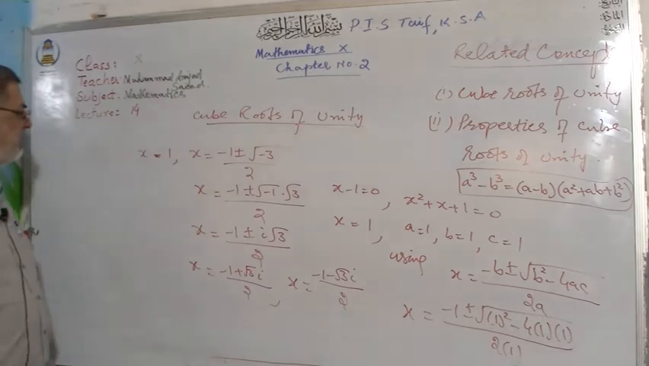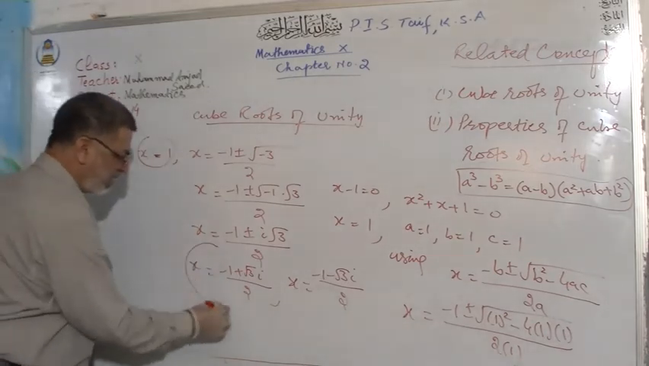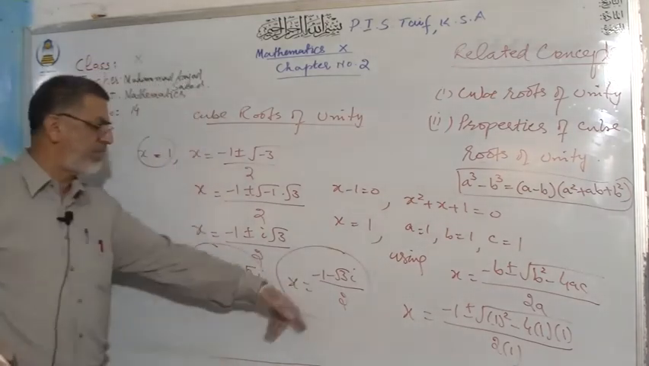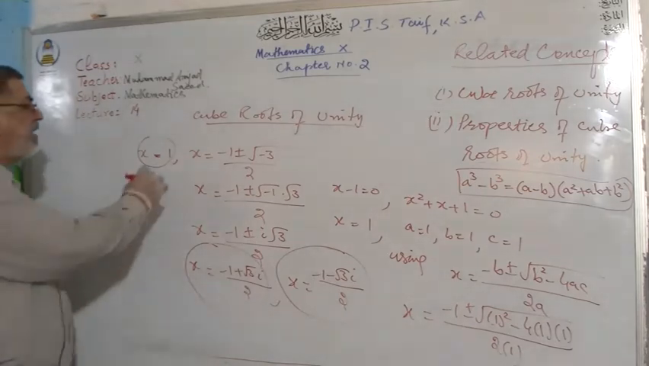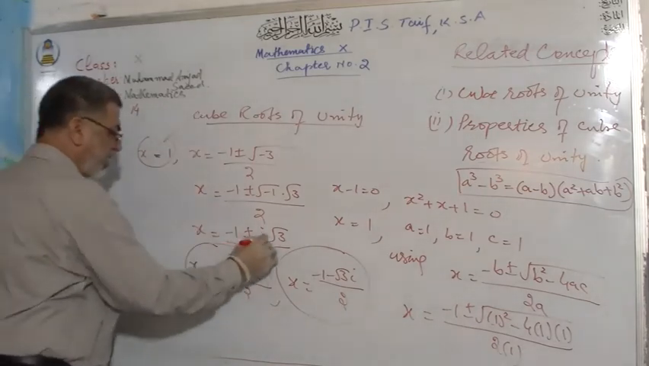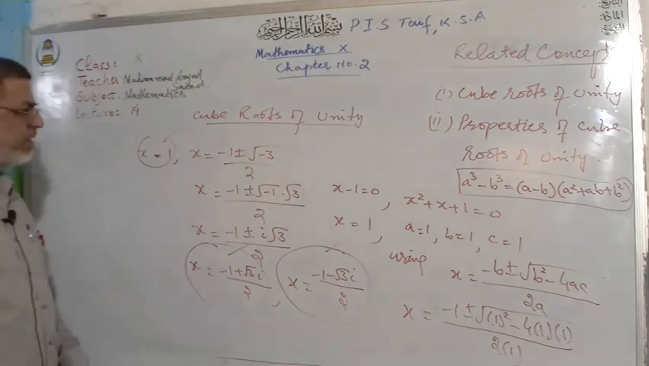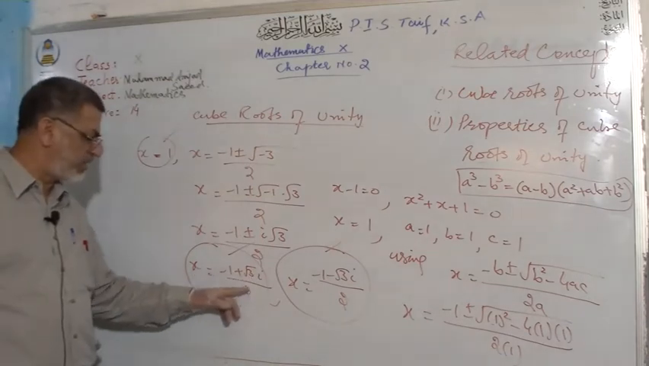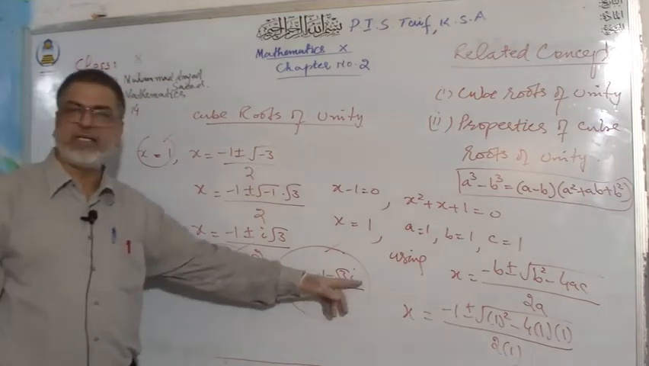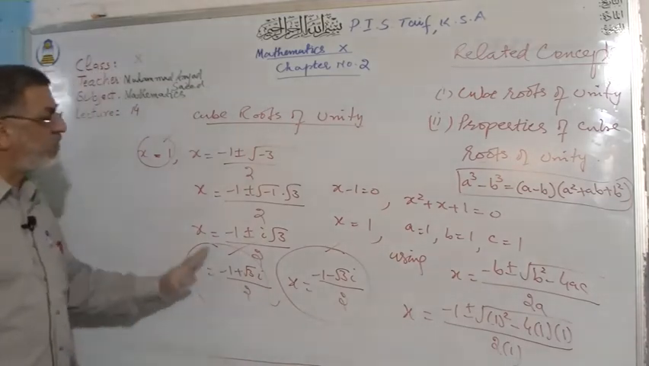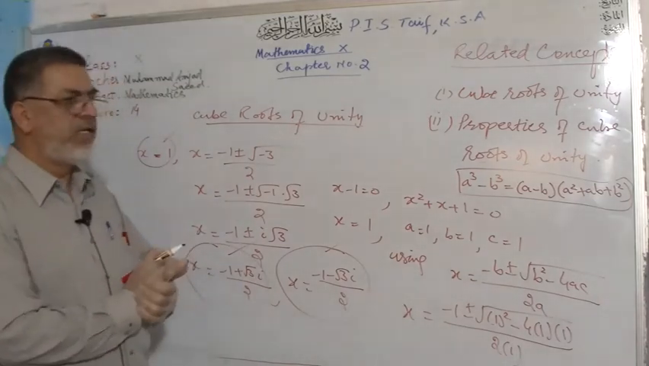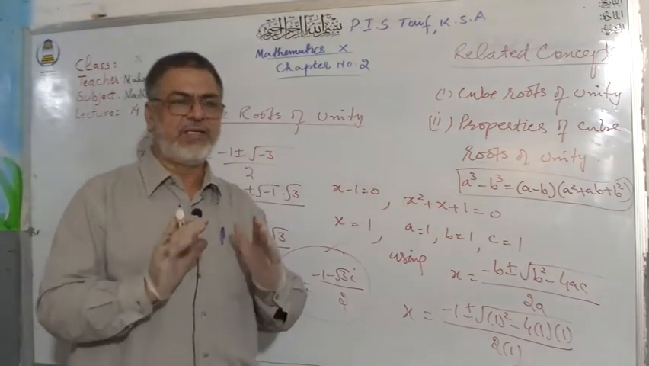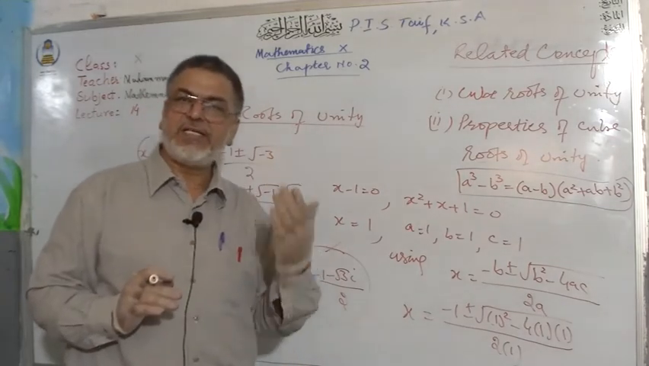Dear students, x is equal to 1, x is equal to minus 1 plus root 3 iota over 2, and x is equal to minus 1 minus root 3 iota over 2. These are the 3 cube roots of unity. Cube roots of unity mean the values of x in terms of three roots.